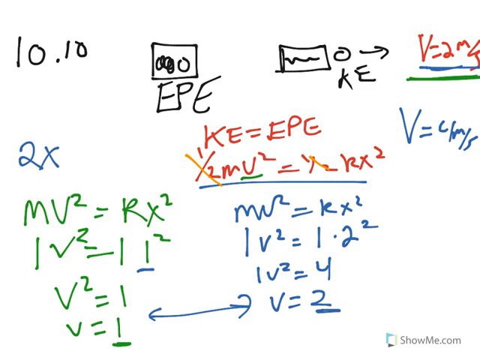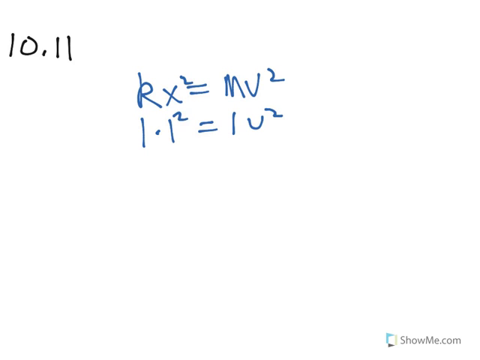Alright, so number 10-11, it's the same basic problem, still got a speed of 2 meters per second, so I'm going to utilize this formula again, and what we're going to do this time is change k. So in this case x stays the same, so kx squared equals mv squared. We plug in ones originally, 1 times 1 equals 1 v squared. Sorry, that should be x squared.